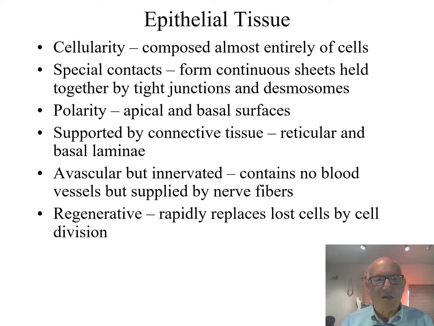Epithelial tissues are avascular, meaning they have no blood vessels and no direct blood supply. But they do have nerve fibers, so they are innervated. That's a term we use for a nerve supply, innervated. They're regenerative and rapidly replace lost cells by cell division, by mitosis.